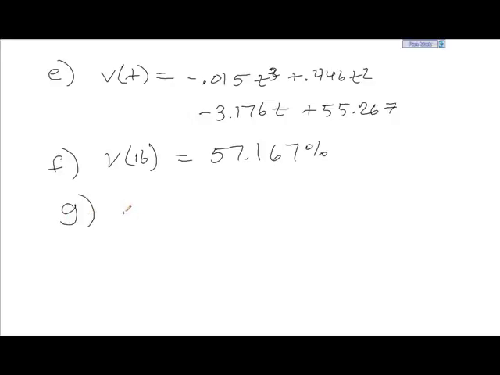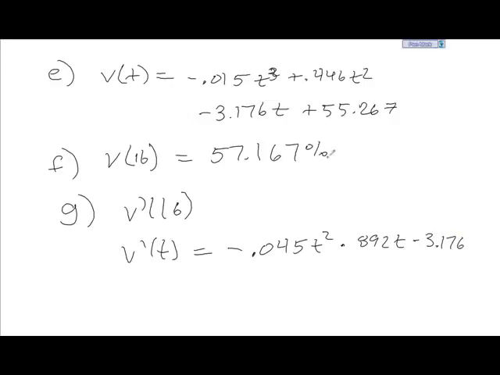In part G we want to figure out, well, according to this model, what's the anticipated rate of voter turnout increase or decrease? So first of all, we need to find V prime of t before we can answer this question. So we've got to do power rule, 3 times 0.015, which is going to be negative 0.045 t squared, subtract 1 from the exponent. 2 times 0.446 is going to be, let's see, 0.892, I believe, t to the first power, minus 3.176 t to the 0 power, plus 0 for the constant.